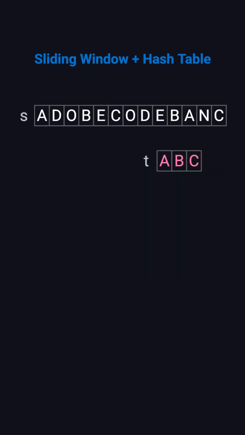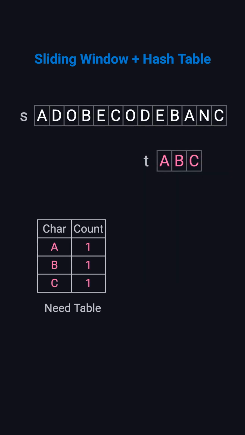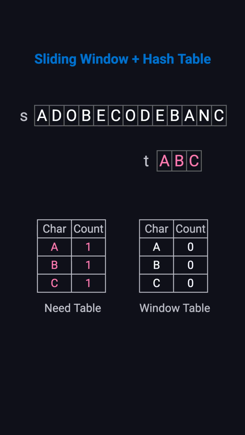Now let me explain the key variables. The need table records how many of each character we need from T. The window table records how many of each character are in our current window. Left and right pointers maintain the window boundaries. Valid counts how many character types have met their requirements. When valid equals need size, the window is valid. Start and length track our best answer so far.